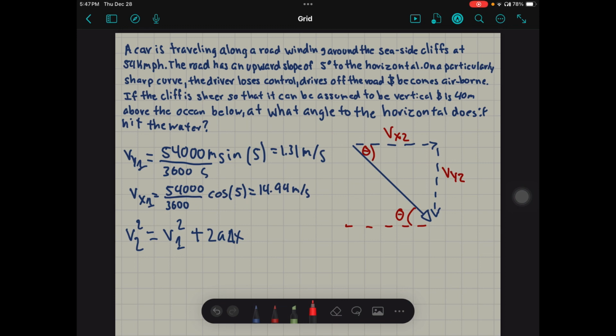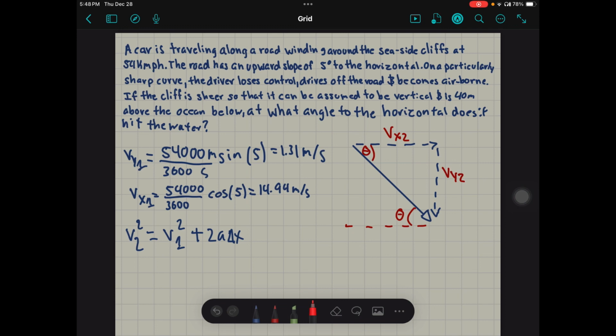Now we have to figure out the x and y components because it said it goes on an upward slope of 5 degrees. So we have to split up our velocity into x and y components. To get our y component, we do sine of 5, and to get our x component, we do cosine of 5. Now when we plug that in, the velocity in the y direction is 1.31 meters per second, and our velocity in the x direction equals 14.94 meters per second.